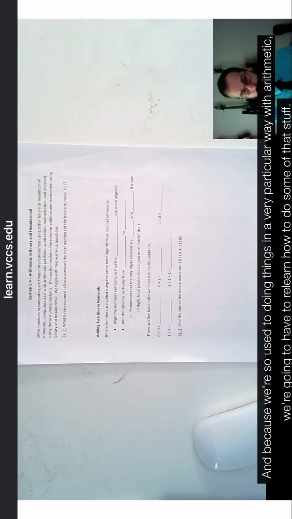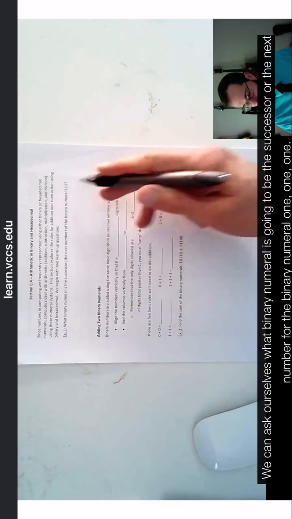And all of the rules that we've learned for doing addition, subtraction, etc. had to do with the specific way that the decimal numeral system works. So what we're going to see is that because these two systems are still positional numeral systems, place value systems, they're going to have similar rules, but they're going to have slight variations. And because we're so used to doing things in a very particular way with arithmetic, we're going to have to relearn how to do some of that stuff. Let's first start with a couple of warm-up questions.